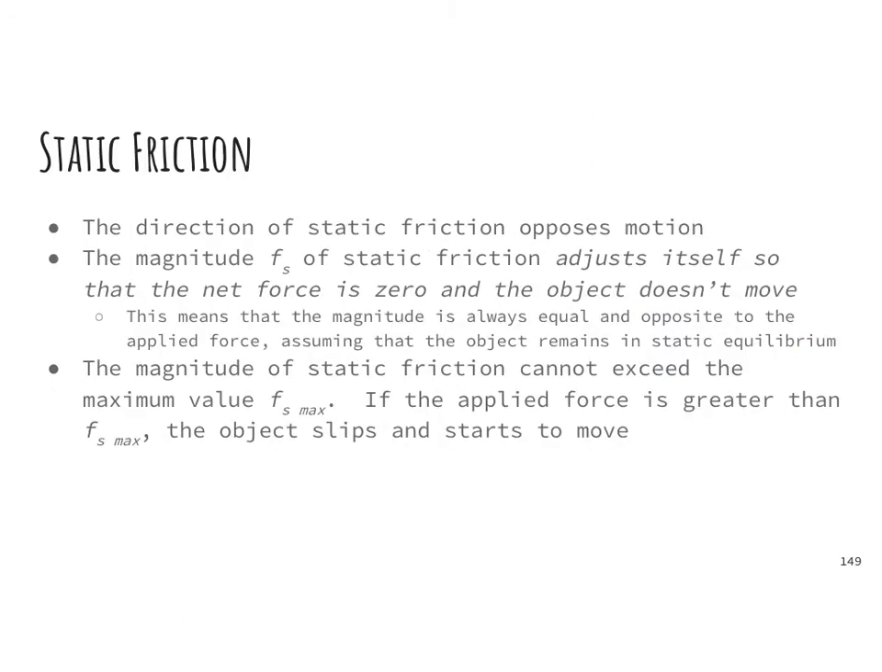So the direction of the static friction always opposes motion. The magnitude has to adjust itself so that the net force is zero. So the force of static friction can increase and increase until it reaches its maximum value. If the push is greater than that maximum value, the object will slip and start to move, and that leads us to the concept of kinetic friction.